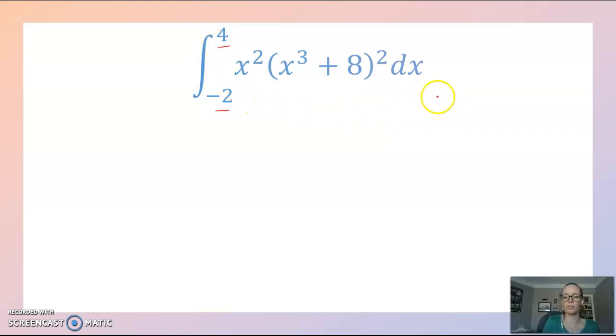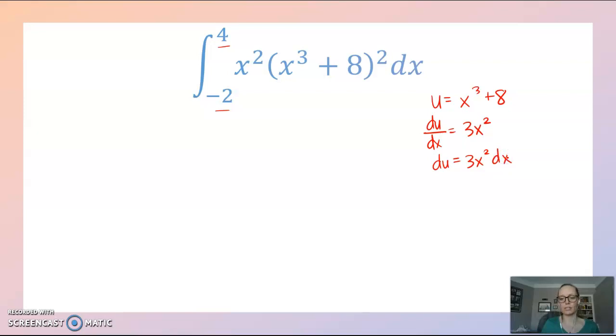So u-substitution has a little bit of an extra step when we've got bounds on our integral. So the first thing I need to do is identify what my u is, what that inside function is. For this problem here, that's going to be x to the third plus 8. And then I derive u. So I get du dx is equal to 3x squared. And then of course I want the dx on the other side, so du is equal to 3x squared dx.